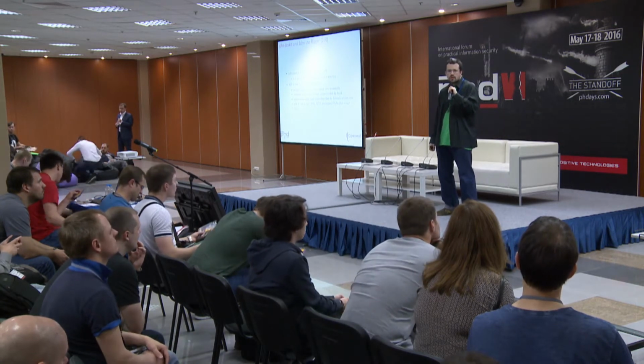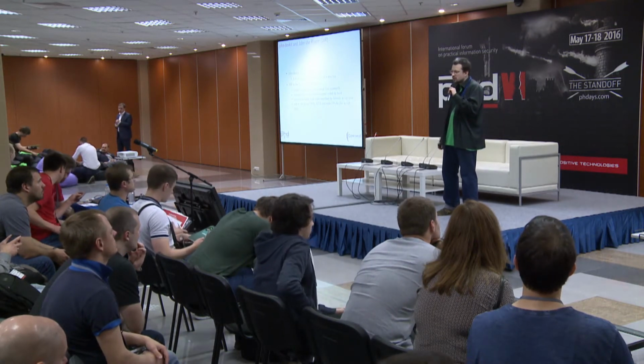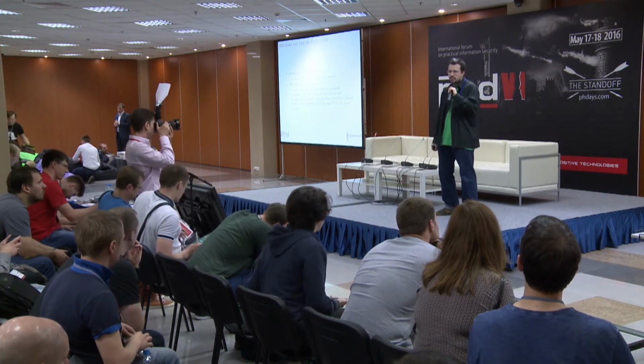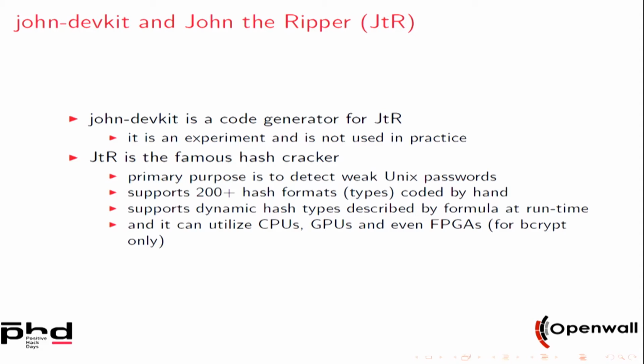Community Edition, развиваемое сообществом, содержит поддержку более 200 типов хэшей, которые написаны вручную. Также написан компилятор, который умеет выполнять разные типы хэшей по формулам прямо в рантайме. Их бесконечное множество. При этом это все работает на процессорах, видеокартах и даже на FPGA. Но на FPGA поддержка ограничена только bcrypt.